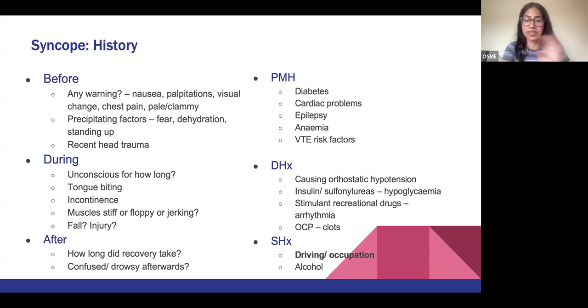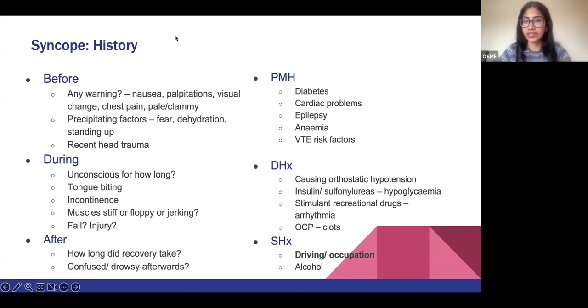Then you can ask them if their muscles were stiff or floppy or jerking. Jerking doesn't necessarily mean seizure. Some cardiac syncope can present with brief movement of the muscles as well in a way that looks like a seizure. And then you can ask them if they fell, where did they fall, onto what sort of surface, and is there any trauma anywhere else? And then afterwards, the post-ictal state if it's a seizure. How long did it take? And if they feel confused and drowsy, that points you more towards a seizure than towards a vasovagal, where they would recover pretty quickly.